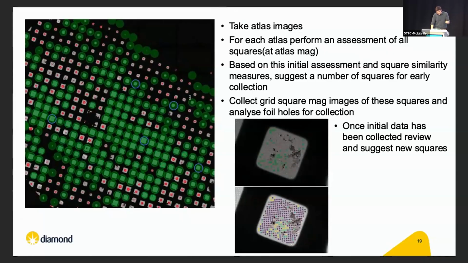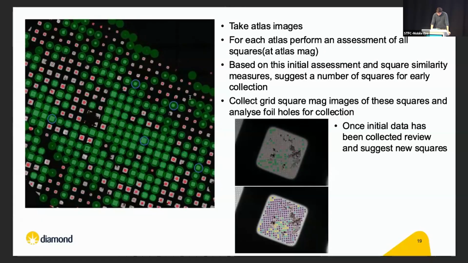You would then move to these squares, do grid square mag images, analyze at the foil hole level. So this image is of the squares. The top one is a prediction from a neural network, and then the bottom is the actual CTF max res value heat map from Pato.